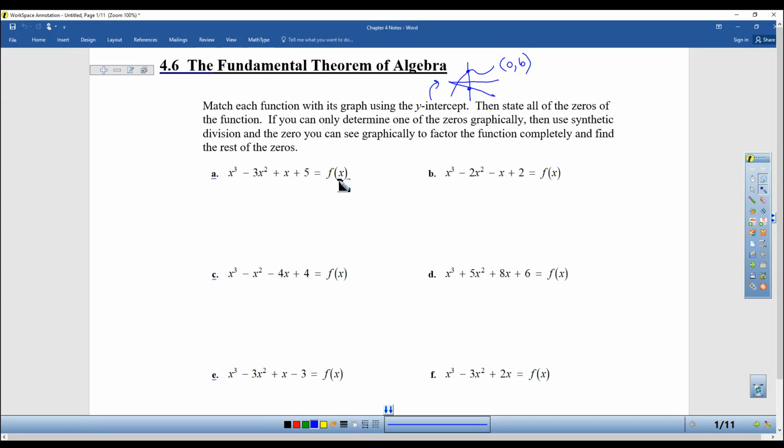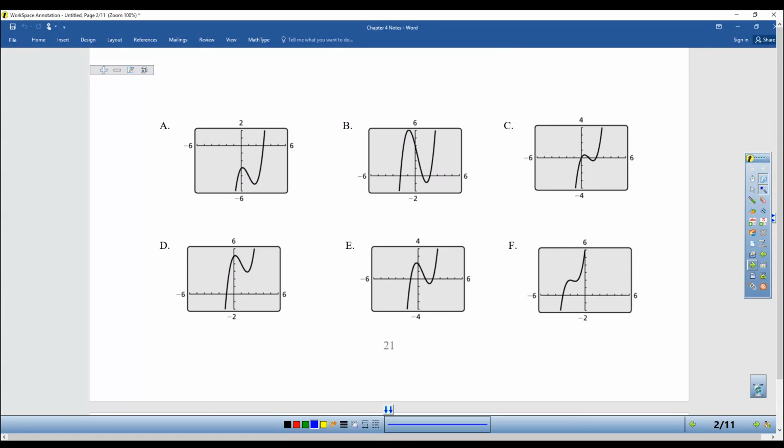So to find this y-intercept using the function, we can let x be 0. Well, if this is 0 and this is 0 times 3 will still be 0 and this is 0, then we're just going to get 5. When x is 0, remember, y is going to be 5. So let's look at our bunch of graphs here and see if any of them have a y-intercept of 5.